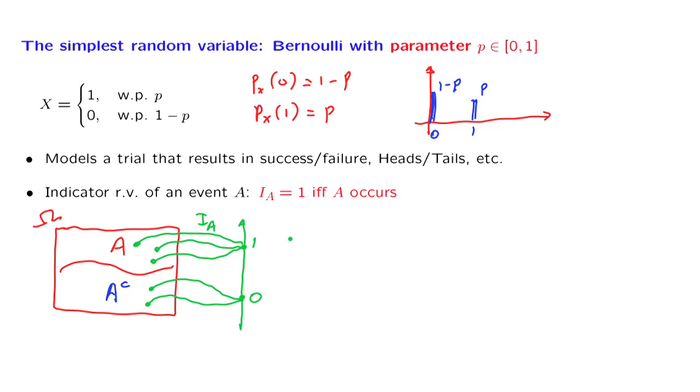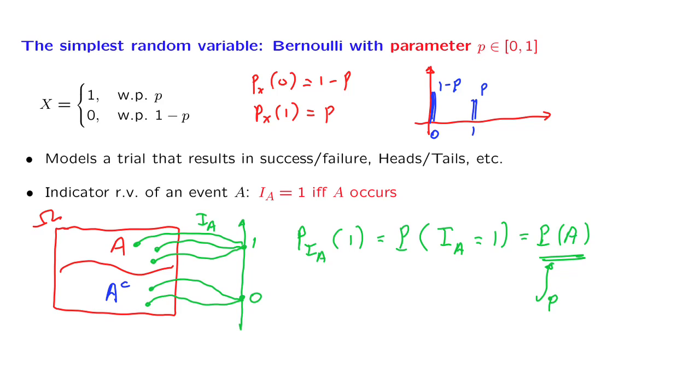This random variable is called the indicator random variable of the event A. It is equal to 1 if and only if event A occurs, and the PMF of that random variable can be found as follows. This is PMF notation. This is the equivalent probabilistic notation. This is the probability that our random variable takes a value of 1. Now, the random variable takes the value of 1 if and only if event A occurs. And so what we have is that our random variable, the indicator random variable, is a Bernoulli random variable with a parameter p equal to the probability of the event of interest.